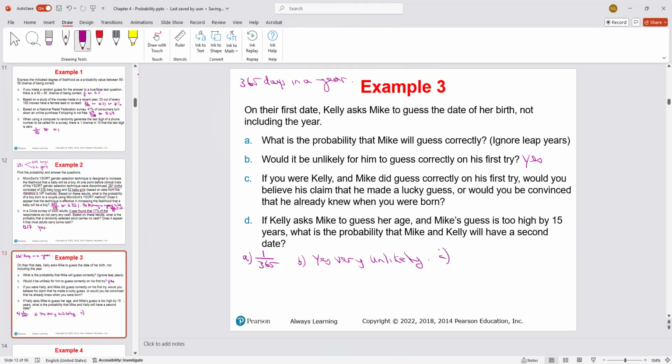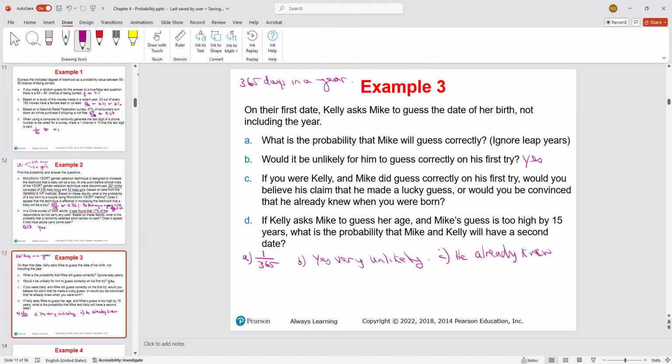A correct guess on the first try, out of 365, taking exactly the exact date? No. Definitely he already knew. If he guesses correctly on the first try, he already knew, because in any other way it would be difficult.